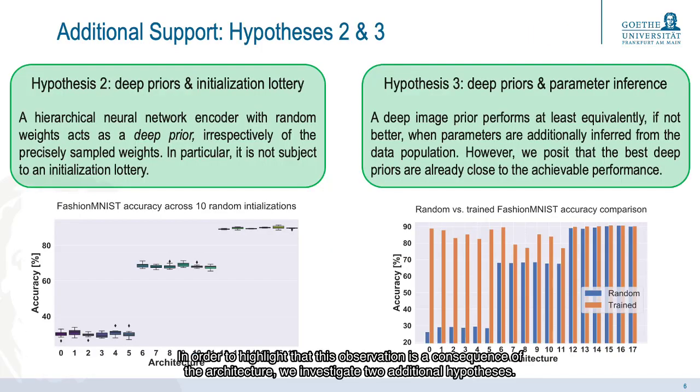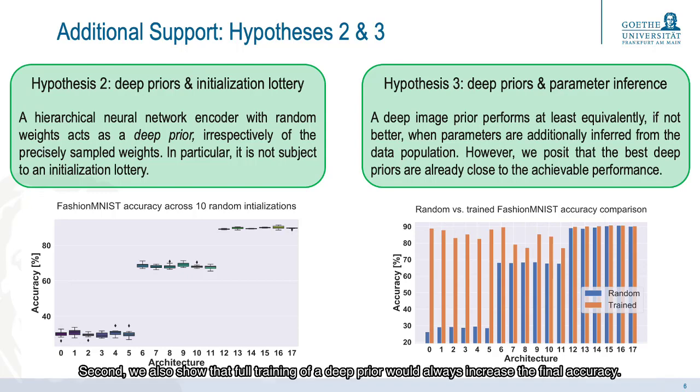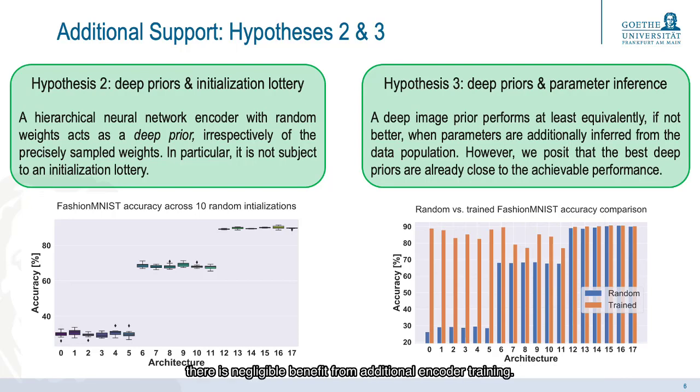In order to highlight that this observation is a consequence of the architecture, we investigate 2 additional hypotheses. First, we demonstrate that redrawing new sets of random weights for deep priors does not result in substantial accuracy change. Bad deep priors thus remain bad, and good priors remain good, irrespectively of the precisely sampled weights. Second, we also show that full training of deep priors would always increase the final accuracy. However, for the best deep priors that already capture the structure and the architecture, there is negligible benefit from additional encoder training.